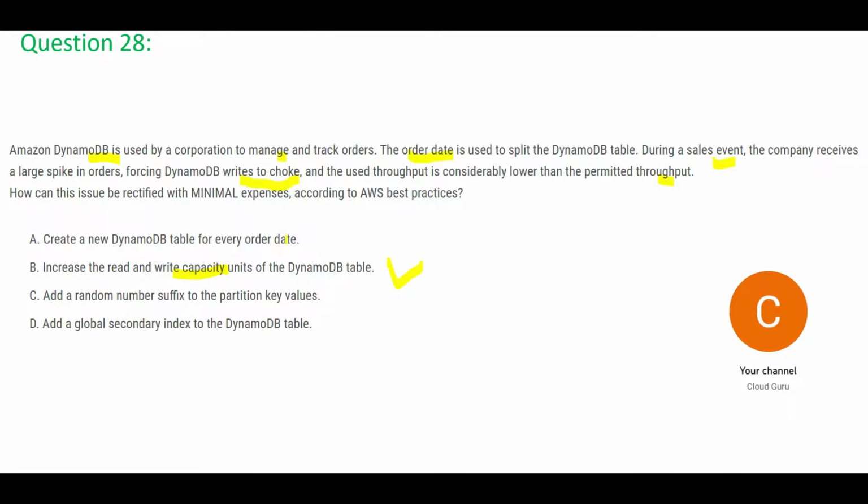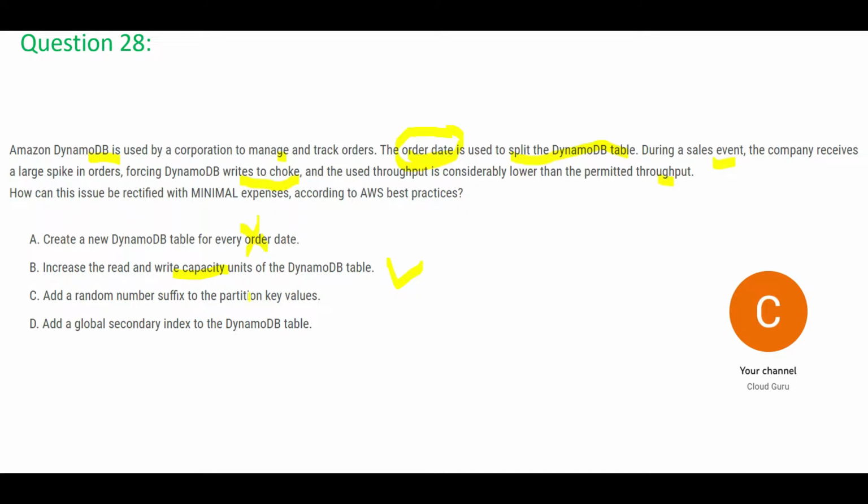Let's scan through the other options and see why they are wrong. A tells you to create a new table for every order date. We are similar to that functionality. We are already doing it here, where we are using the order date and we are splitting the DynamoDB table. This is already happening. So this is duplication of effort.